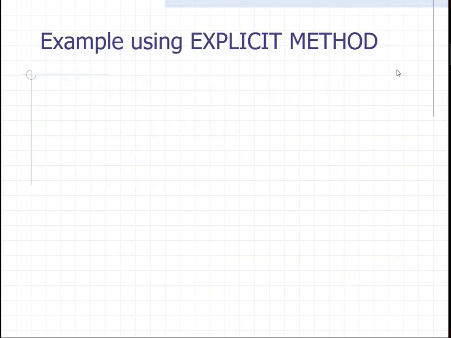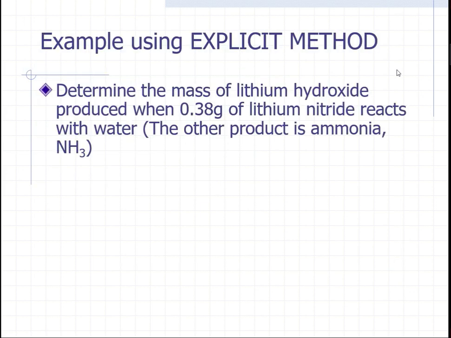So what is Explicit Method? Well, you're going to take a problem that looks much like this one. Look what we have here: determine the mass of lithium hydroxide produced when you take 1.38 grams of lithium nitride and react it with water. And just to help you out with balancing the equation, they said ammonia is the other product. So I need to use what's called Explicit Method. Again, it's the thinking process. It's explicitly and verbally writing down everything that should be going on in your head.